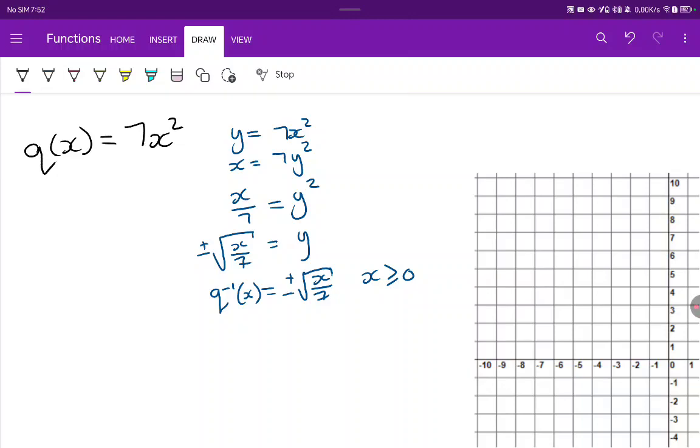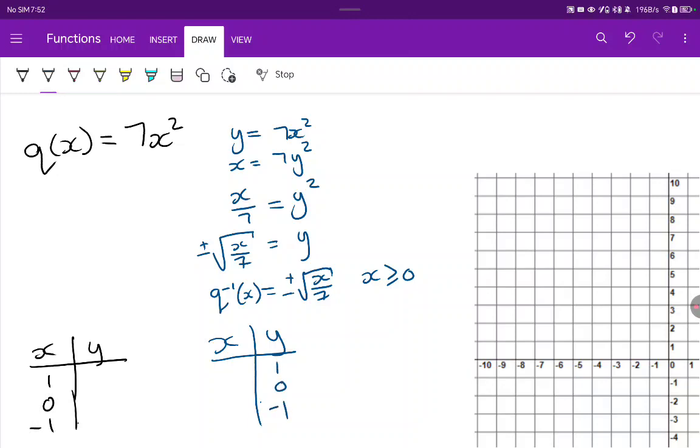Oh, wait, let's do the table first, okay? So here we're going to do our xy table. I'll do it here and I'll say x, y, and then over here we'll do x, y as well. Now on my xy, on the black one, I'm going to go 1, 0, minus 1, which means on here I've got 1, 0, minus 1. Now I can solve for y on the black one. 7 times 0 is 0, 7 times 1 is 7, and 7. And on the other side, I'm going to have 7, 0, 7.